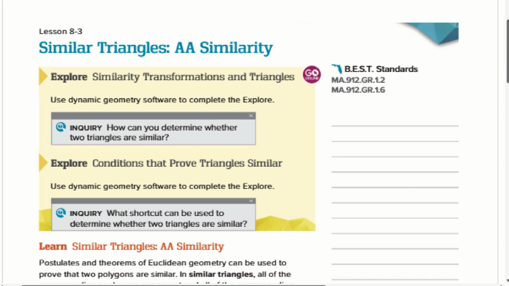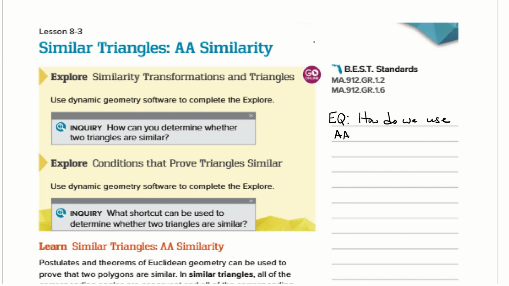So for the essential question today, our goal is: how do we use the AA similarity criterion to solve problems and prove triangles similar?